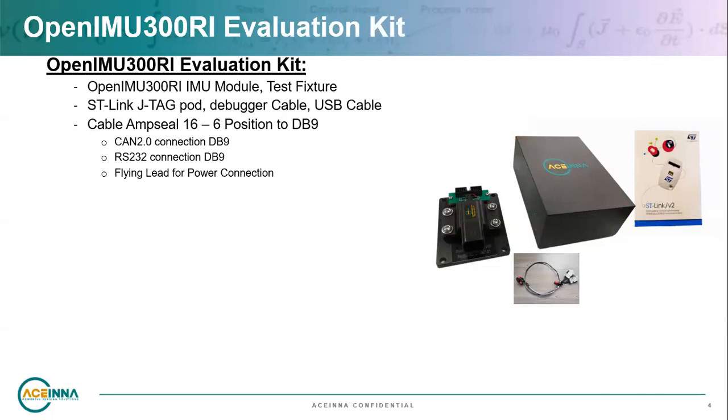So when you place an order for the OpenIMU300RI Evaluation Kit, these are the components that you'll get in the kit: the OpenIMU300RI IMU module, which is fixed mounted in a precise location on the test fixture adapter, as you can see in the picture. And it comes with an ST-Link JTAG pod, along with the debug cable and the USB cable. And it has a cable AMP-sealed 16 6-position to DB9, which consists of a CAN 2.0 connection DB9 and an RS-232 connection DB9. And it has flying leads to connect to the power connection.